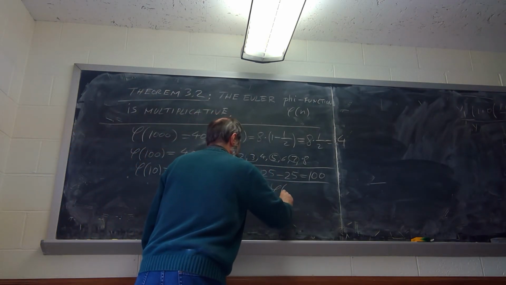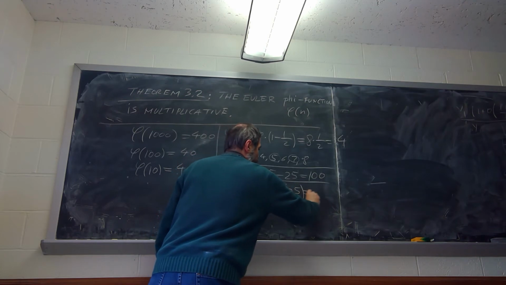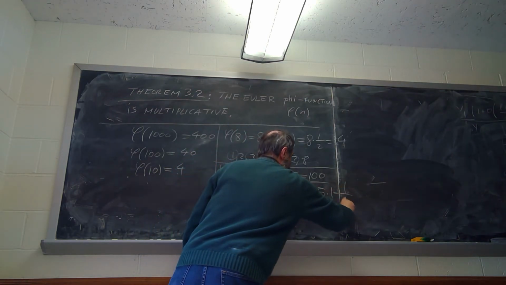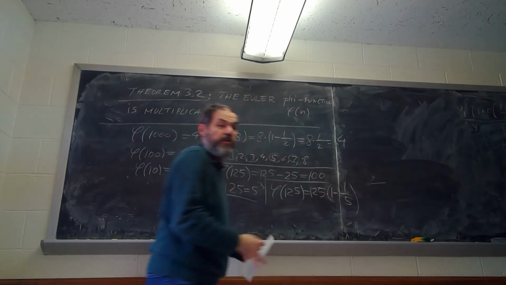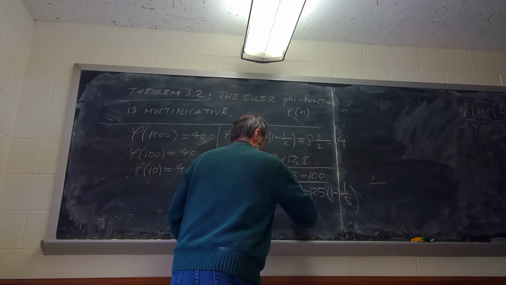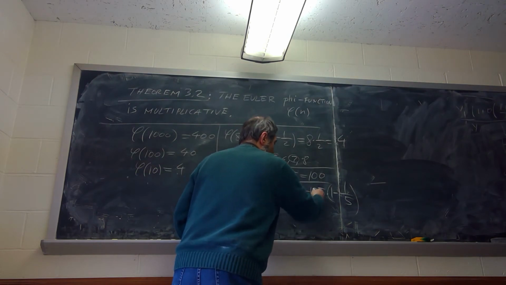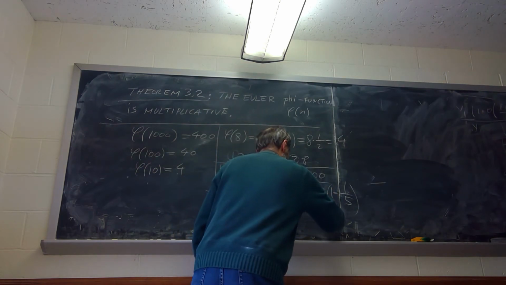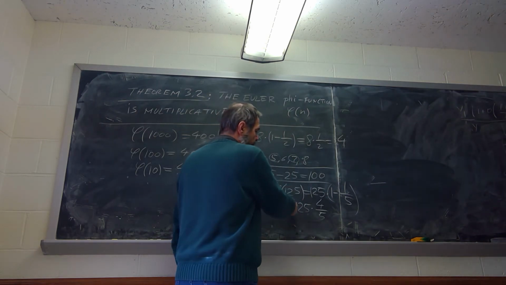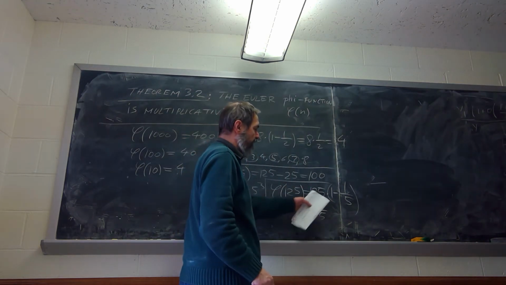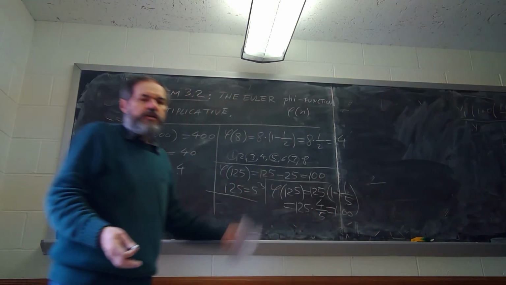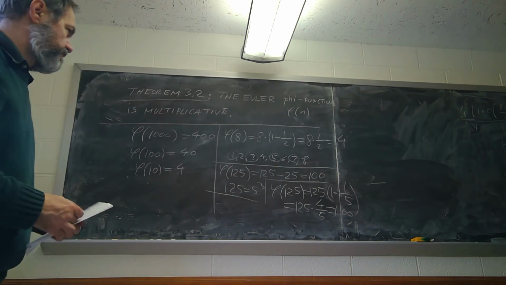So Euler function computed at 125. It's the number times 1 minus 1 over 5, because 5 is the only prime factor of the number. And this is 125 times 1 minus 1 over 5, which is 4 over 5. 125 divided by 5 is 25, times 4 is 100. So no matter how we compute, of course, we get the same answer.